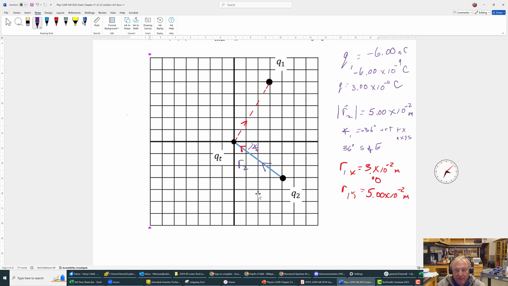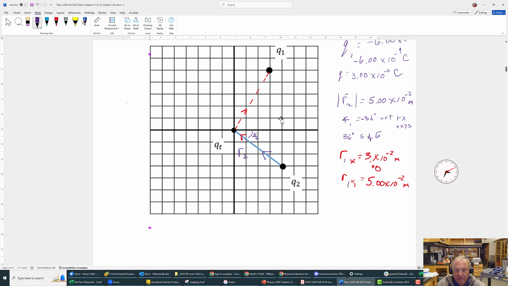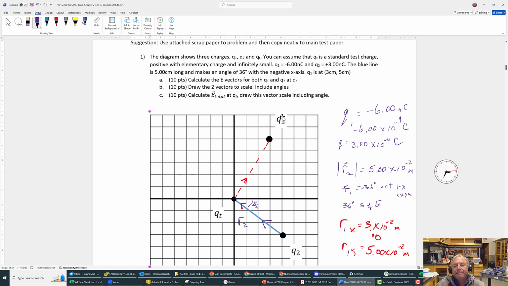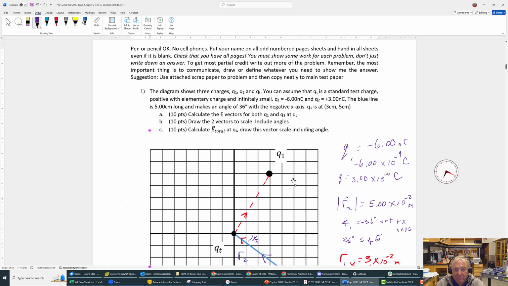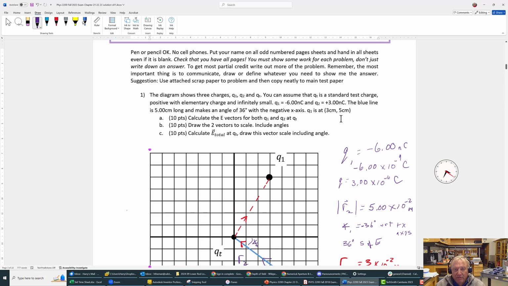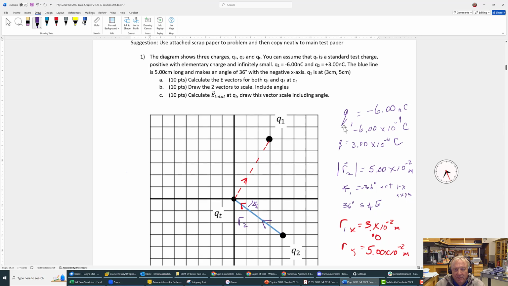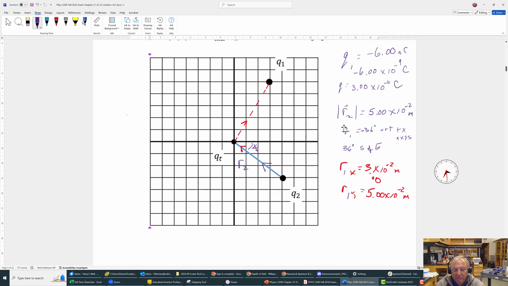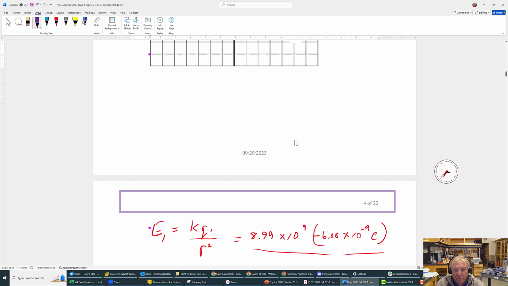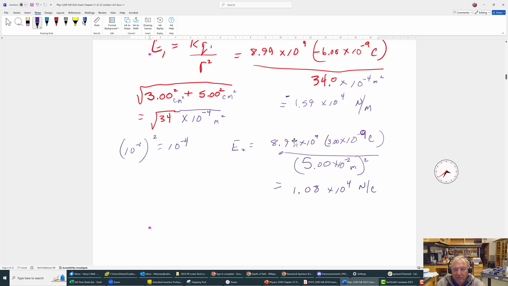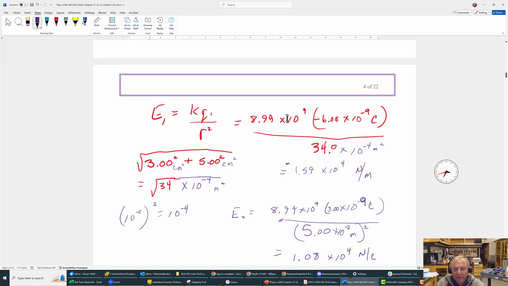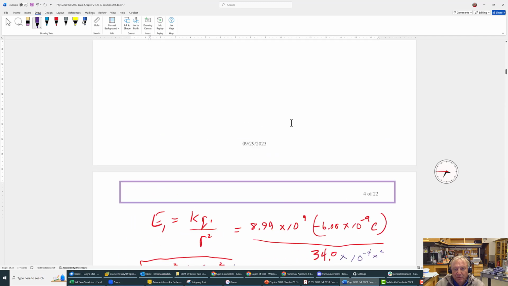And now it's just a question of, we have to calculate components. Oh no, we're not yet. We calculated them, and now draw the two vectors to scale. So this one, let's make sure. That one's 1.59. It's going to be the bigger one for R1.